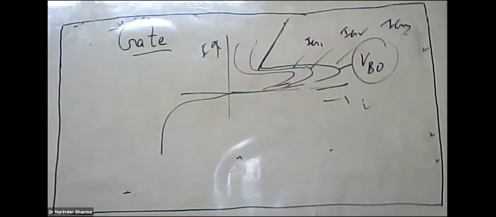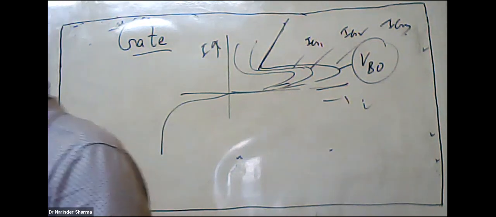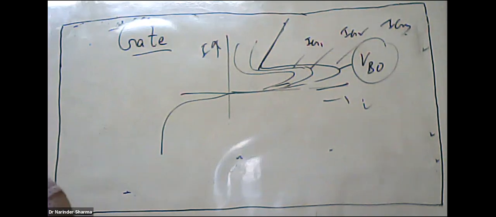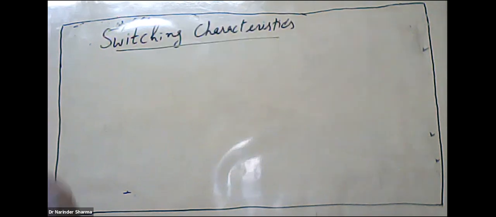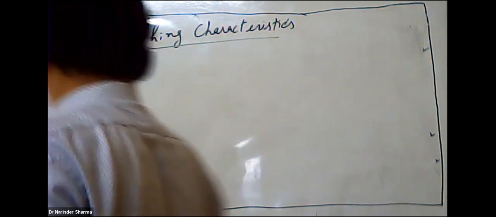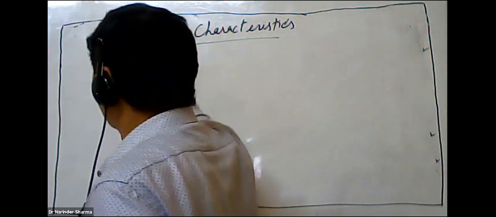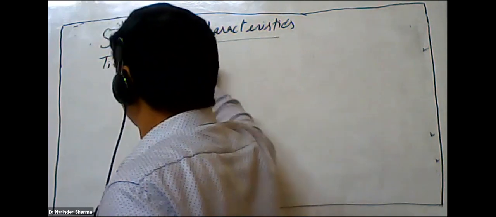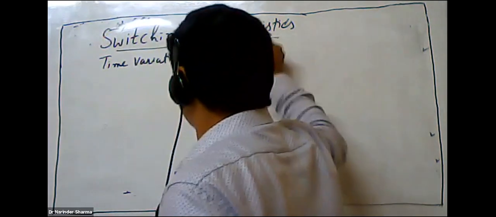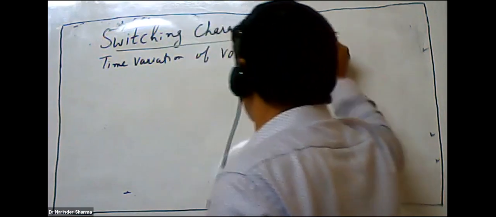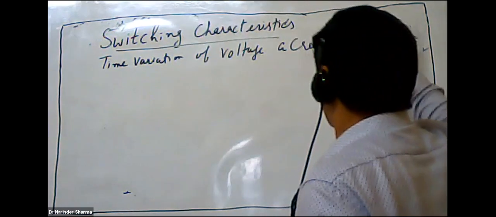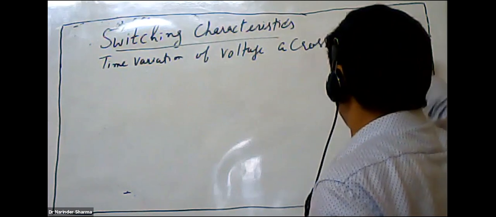After that, we will learn about the switching characteristics. Switching characteristics are very important. Switching characteristics is the time variation of voltage across its anode and cathode.